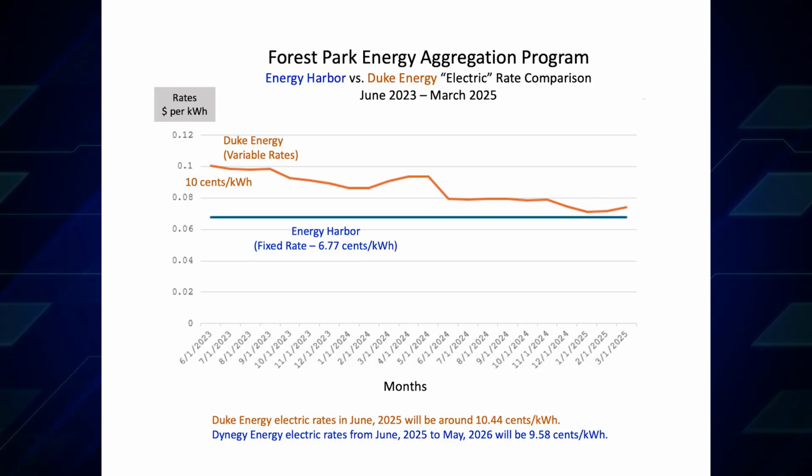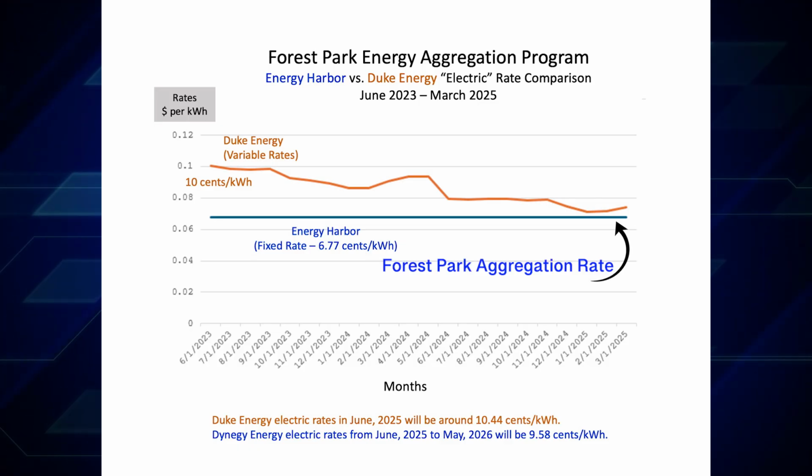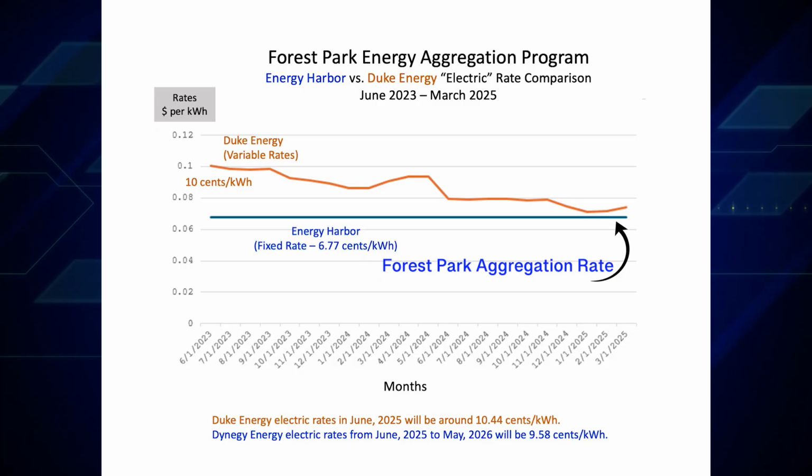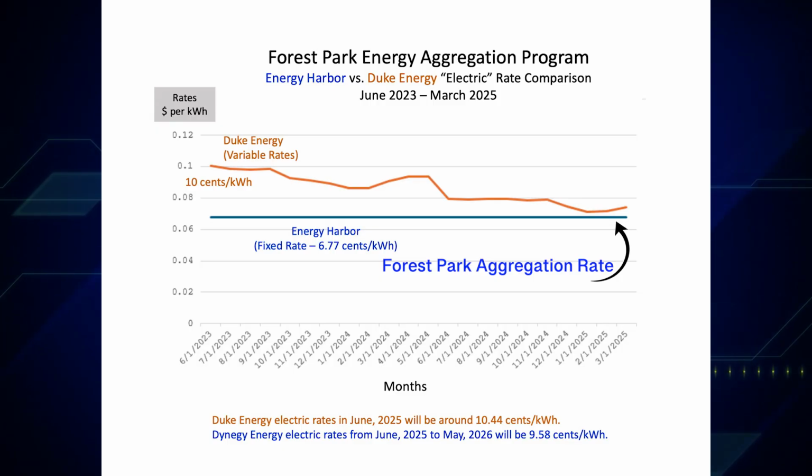So we're looking at comparing. I want to look at this electric rate comparison that doesn't include the new contract yet, but we have a chart that tells you what's been happening under the current contract, Energy Harbor. It goes from June of 2023 to March of 2025. I think that's the whole term of the fixed rate contract you've had with Energy Harbor. Yes, and that's been 6.77 cents. If you're looking at this chart, there is a blue line. The blue line is the rate that someone in the Forest Park aggregation got during that whole term.